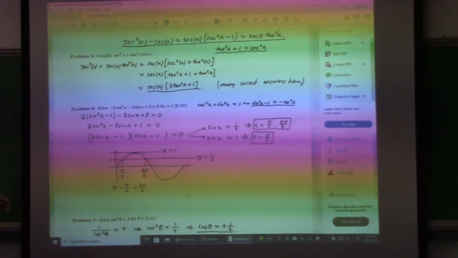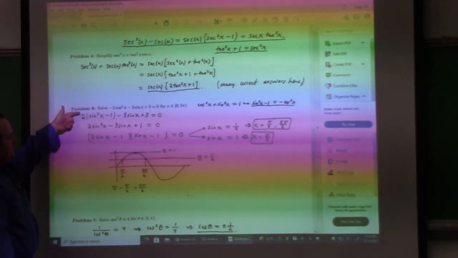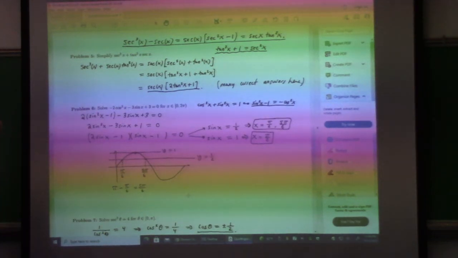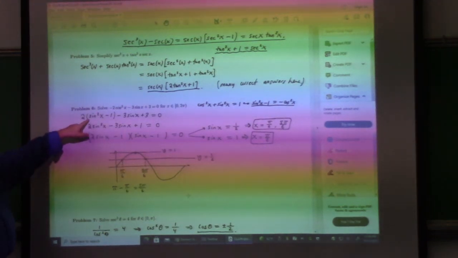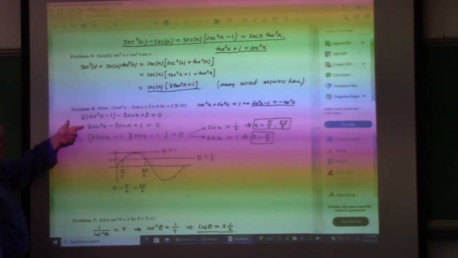I'll go on. So this one, I need to put everything in terms of sine, otherwise I can't solve it, yeah? So convert the cosine squared to sine squared minus 1. Actually, that's minus cosine squared. I put the minus into here. And then that gives you this quadratic, which factors like so.